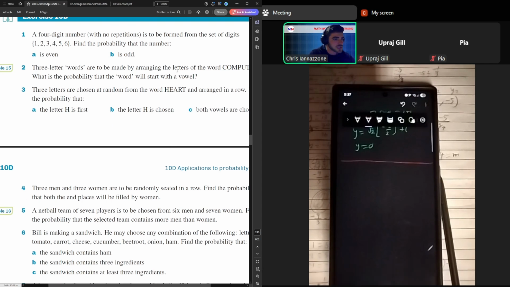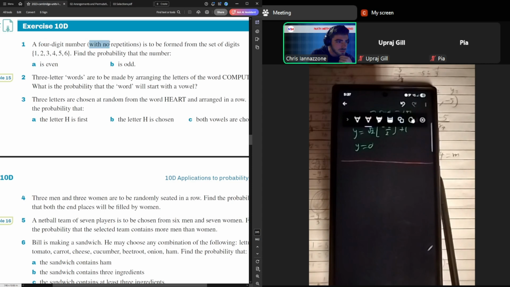So we're going to start up with question 1. 4-digit number, no repetitions are allowed. Out of the digits 1 through 6, find the probability that the number is even. So you might know a quick shortcut for finding the probability that the number is going to be even. Does anyone know off the bat what probability that would end up being? Yeah, it does end up being a half.